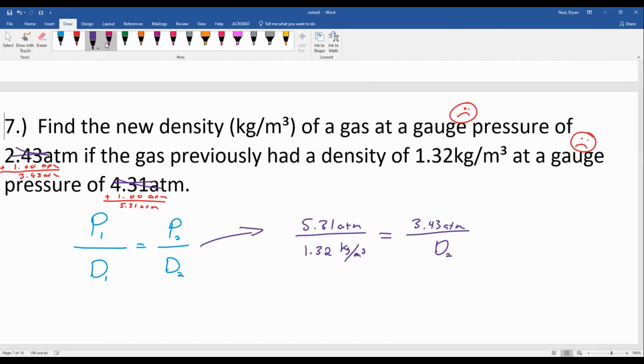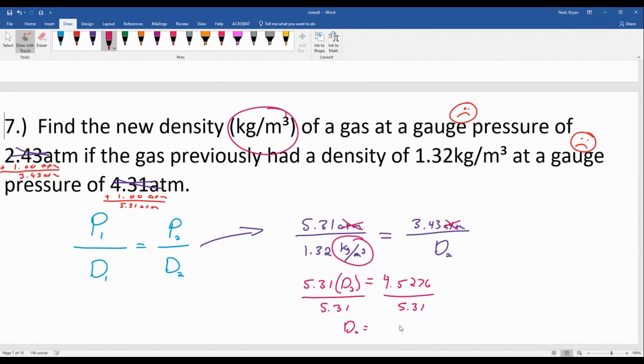All right, so look at our corresponding units. Atmospheres and atmospheres can cancel. We're going to get kilograms per cubic meter, which is what we're looking for. It's a proportion, so we can cross multiply. 5.31 times that density. We still don't really know what's happening. Then in the other direction, if we multiply 1.32 and 3.43, 4.5276. And then finally, to get the density by itself, we want to divide. And that's because it's small, it'll be 4 decimal places, 0.8527 kilograms per cubic meter.